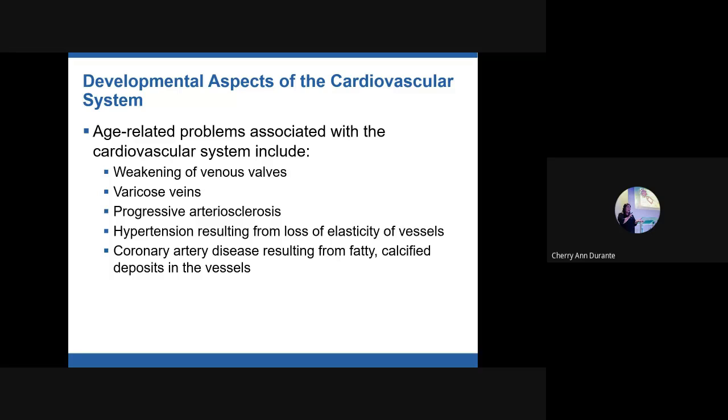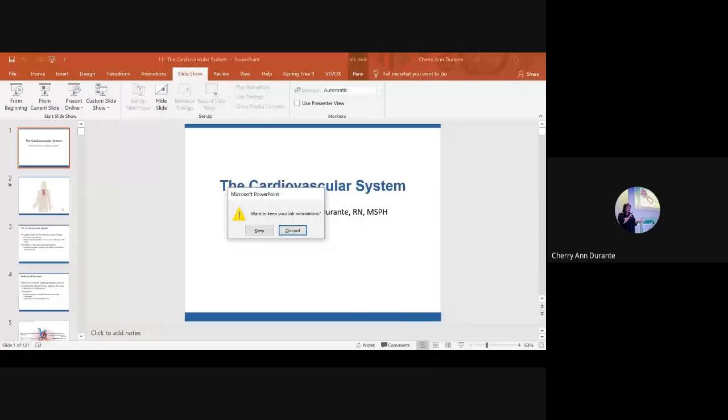As we use it, tas tumanda na tayo, nawawala yung ganung elasticity, so hindi na siya nagre-respond masyado sa vasoconstriction and vasodilation. The coronary arteries become fatty and calcified, thus you will have coronary artery disease. Okay. That is the end of the cardiovascular system.